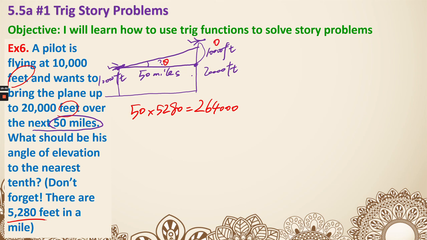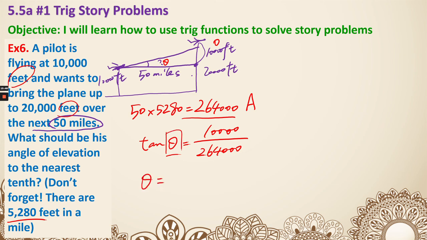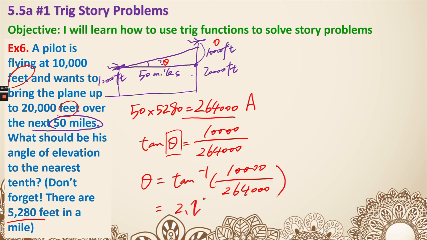Clearly, this is the opposite side, and this is the adjacent side. I'm going to use my tangent again. So tangent theta is going to be 10,000 over 264,000. Since we're finding the angle, I'm going to use the inverse function. So my theta is going to be tangent inverse of 10,000 over 264,000. And if you type that in your calculator, it is going to give you 2.1, well, actually 2.2 degrees.